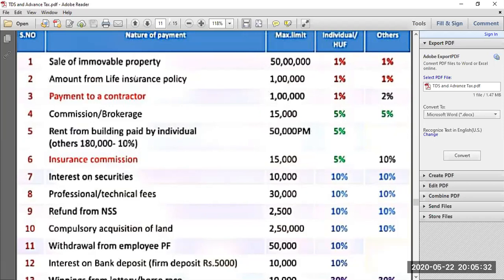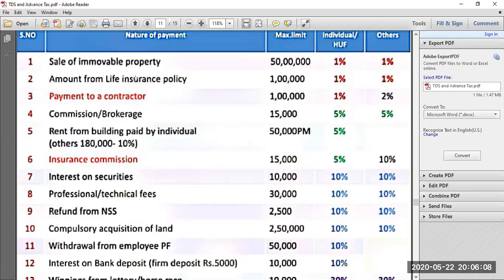Now again, commission and brokerage. In case of commission and brokerage, for both individual as well as company, 5% of TDS would be deducted if the commission or brokerage amount is more than 15,000 rupees. Then rent of a building paid by an individual, if it exceeds 50,000 per month, again 5% of TDS would be deducted. Then insurance commission paid to an individual, if it exceeds 15,000 rupees, again 5% in case of an individual. In case of a company, it will be 10%.